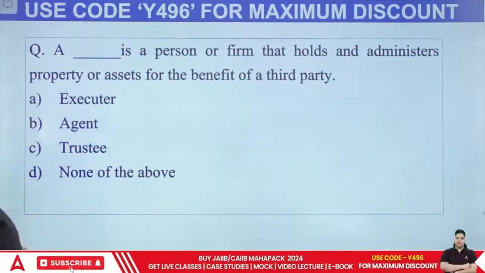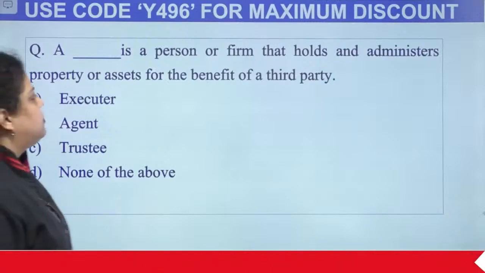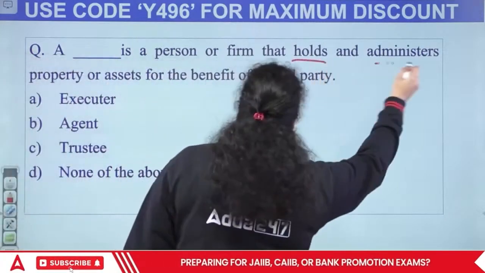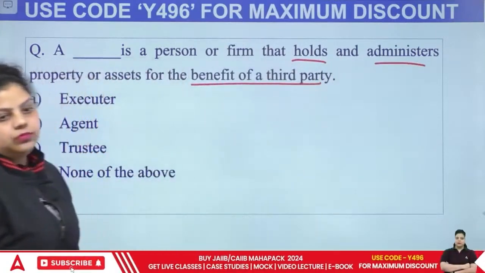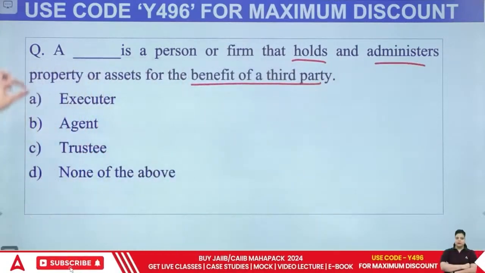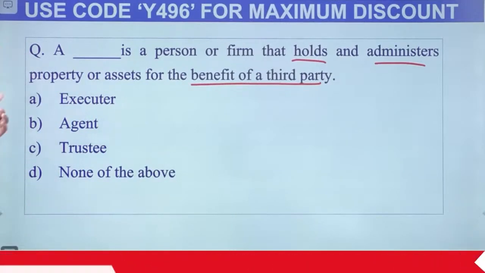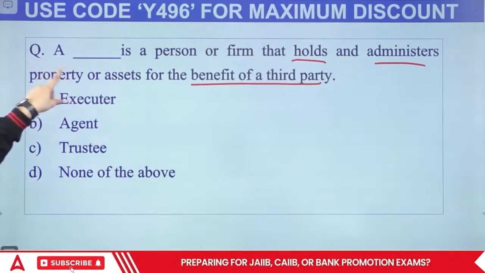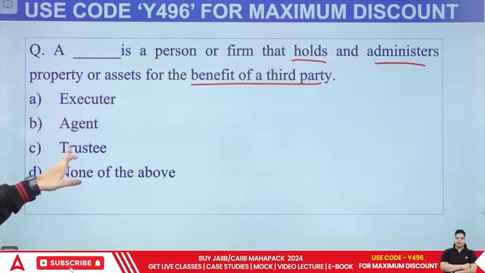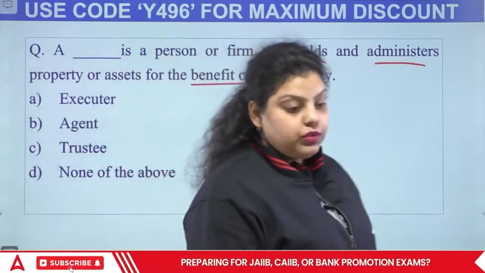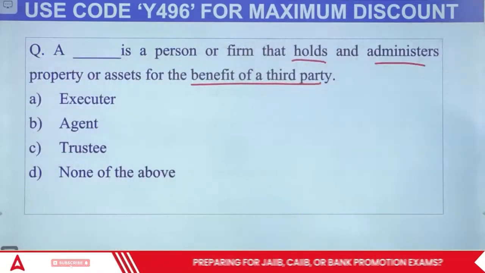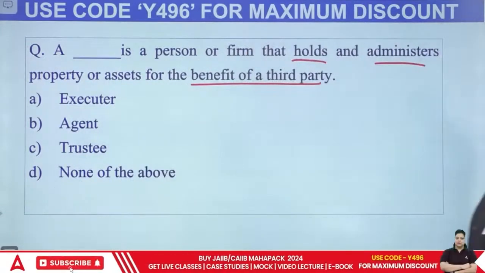Next we have here, a dash is a person or firm that holds and administers property or asset for the benefit of a third party. Is it an executor, agent, trustee, or none of the above? Which of the following is it? So the right answer will be trustee.